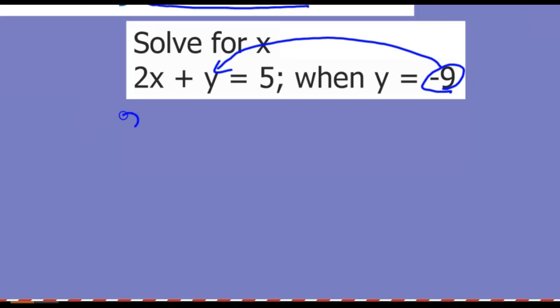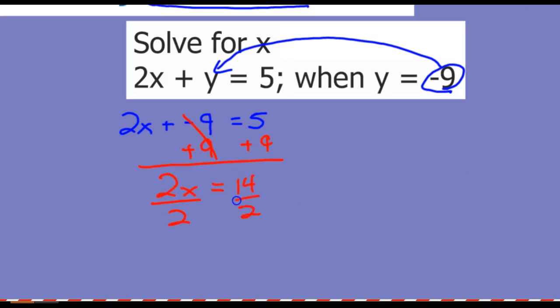So what we're going to have then is 2x plus a negative 9 equals 5. Now we just got to solve this like we would any other equation. We're going to add 9 to both sides, and we get 2x equals 5 plus 9, which is 14, divided by 2, and x equals 7. There we go. We just solved for x. X equals 7.